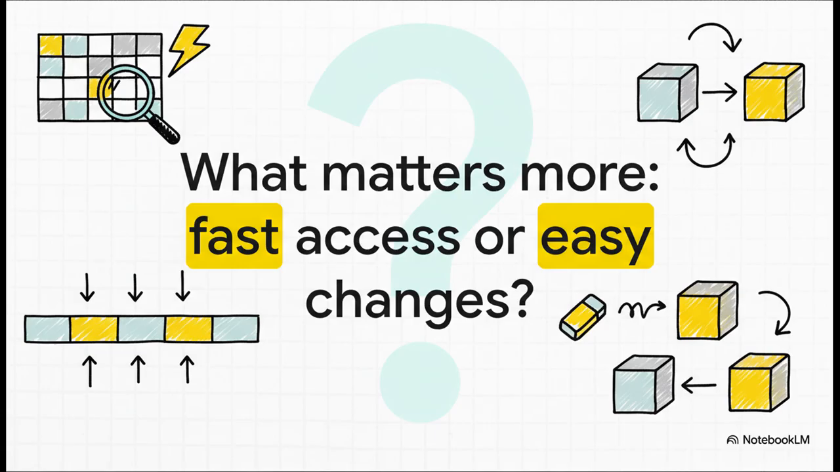So, I want you to really think about that for a second. If you were the one building an app, which would you prioritize? Instant, lightning-fast access, or total flexibility? This question, right here, is the core reason we have so many different ways to store data.